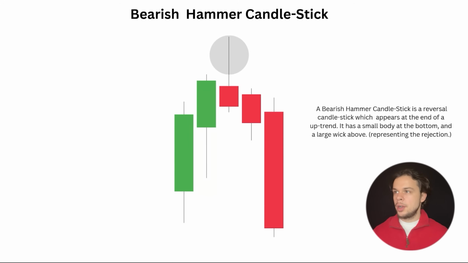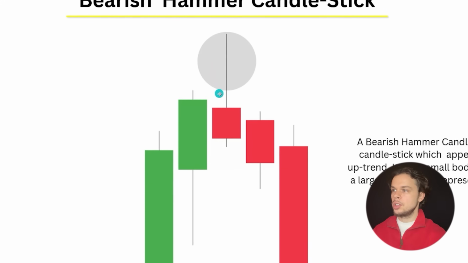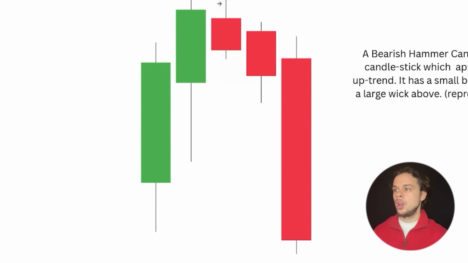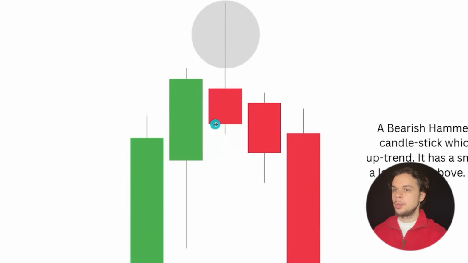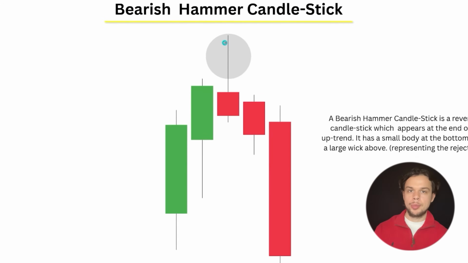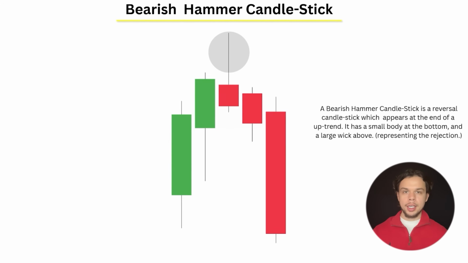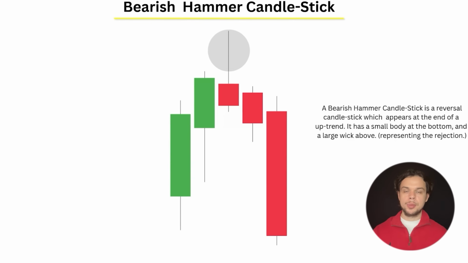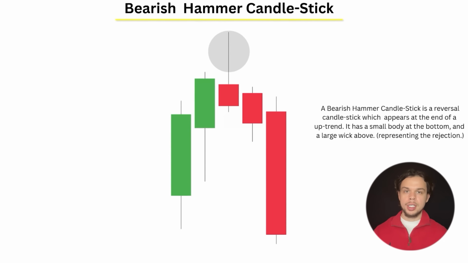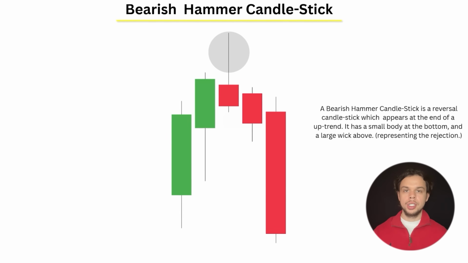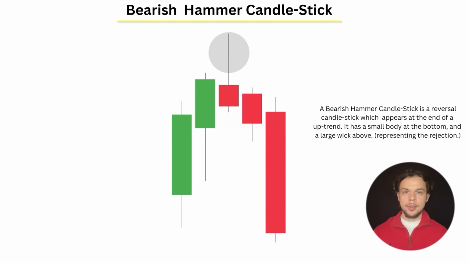The next one is a bearish hammer candlestick. It's the same principles, just upside down. As you can see with a bearish hammer candlestick, it is a reversal candlestick which appears at the end of an uptrend. It has a small body at the bottom and a large wick above, which is representing that rejection. Again, all of these candlestick formations I'm showing you today are just visual representations of a rejection to your zone. So you can use these away from your higher time frame markups.